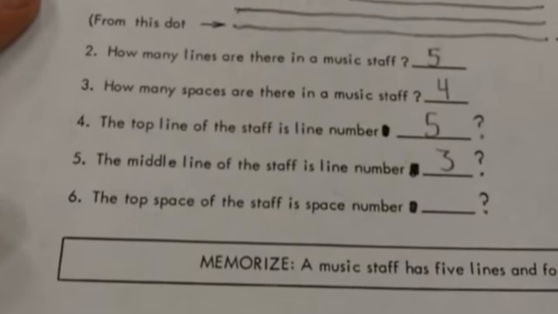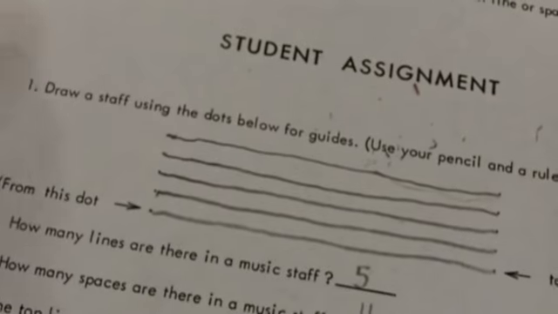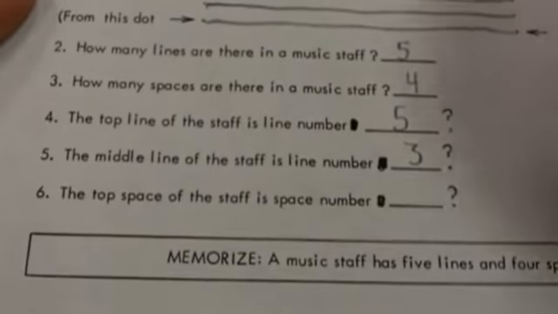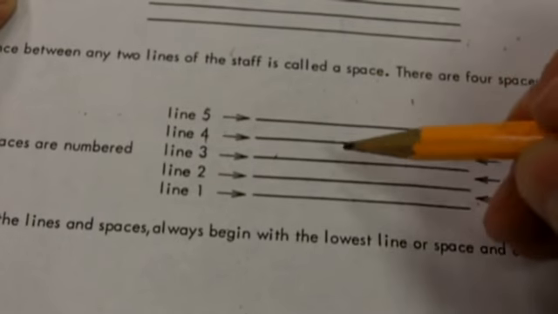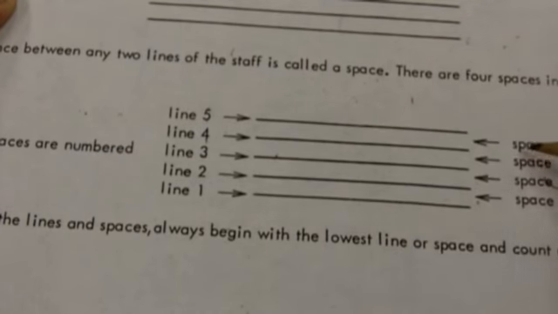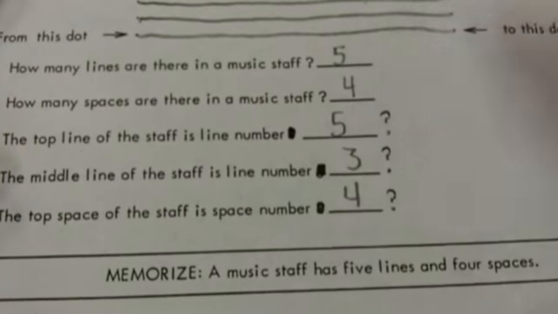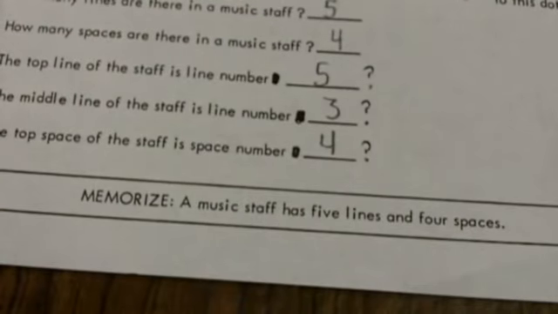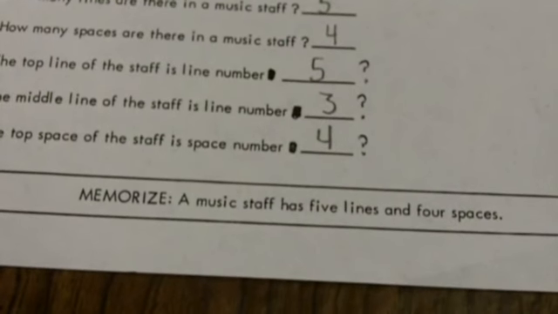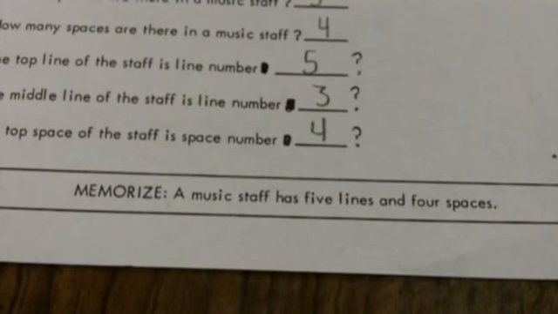And the last question, the top space of the staff is line number. Now remember, it should be space number. The top space, 1, 2, 3, 4, there's our top space, space 4, and that's it. Now at the bottom of these exercises, they sometimes will put something that they want you to memorize. And the thing for you to memorize is that a music staff has 5 lines and 4 spaces.